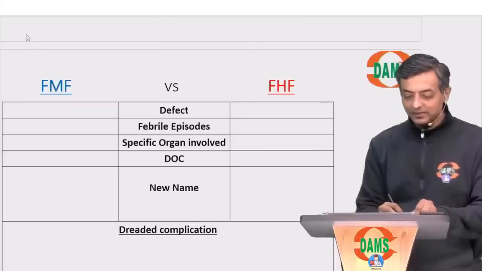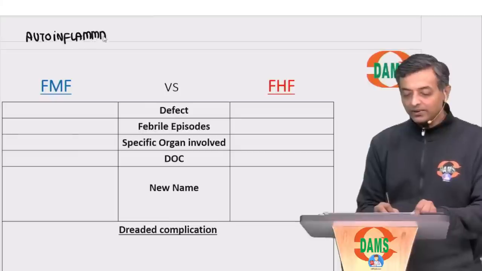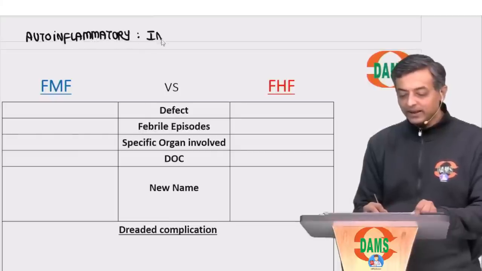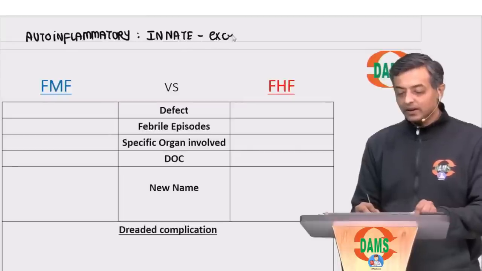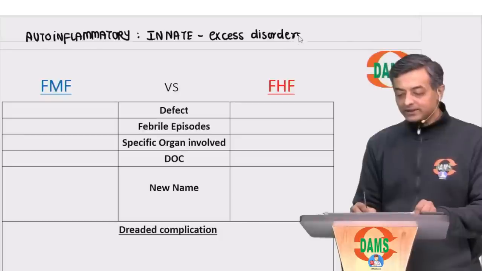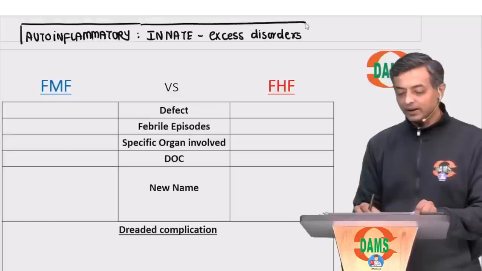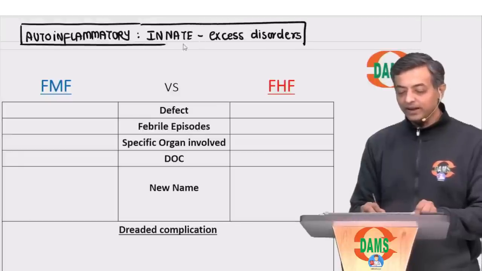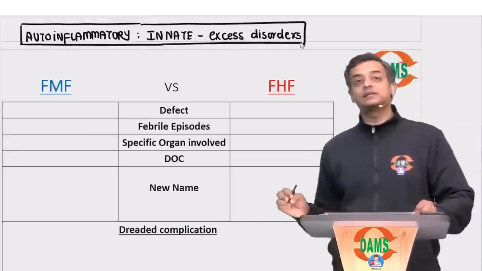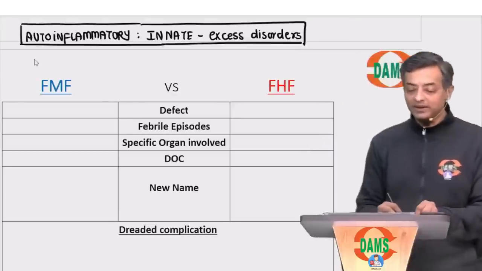Autoinflammatory disorders are basically innate immunity excess disorders. What are the common points in them? Autoinflammatory disorders are the innate excess disorders. What is common in them?